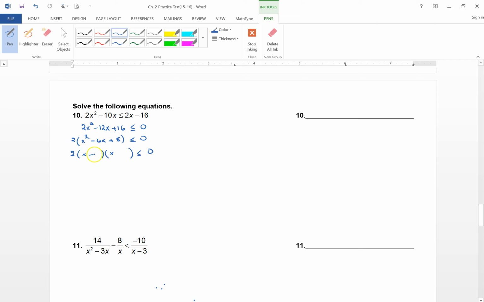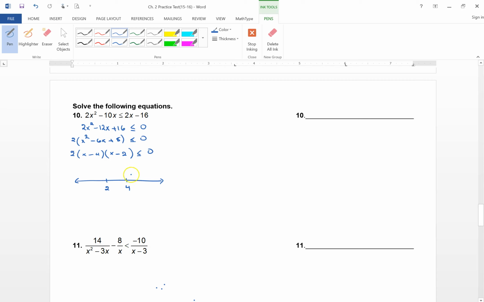And here we have x minus 4, x minus 2. That means what points go on my number line? 4 and 2. Right, or 2 and 4. This 2 can be ignored in this case.